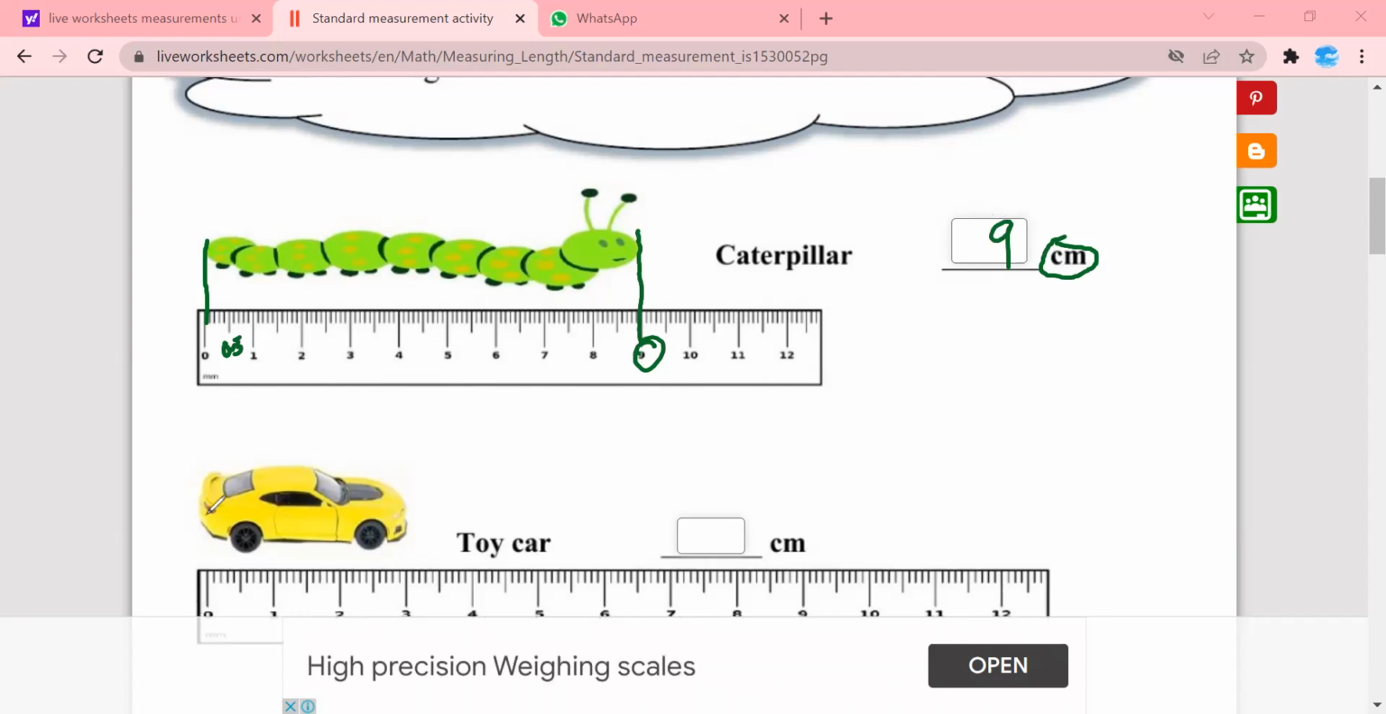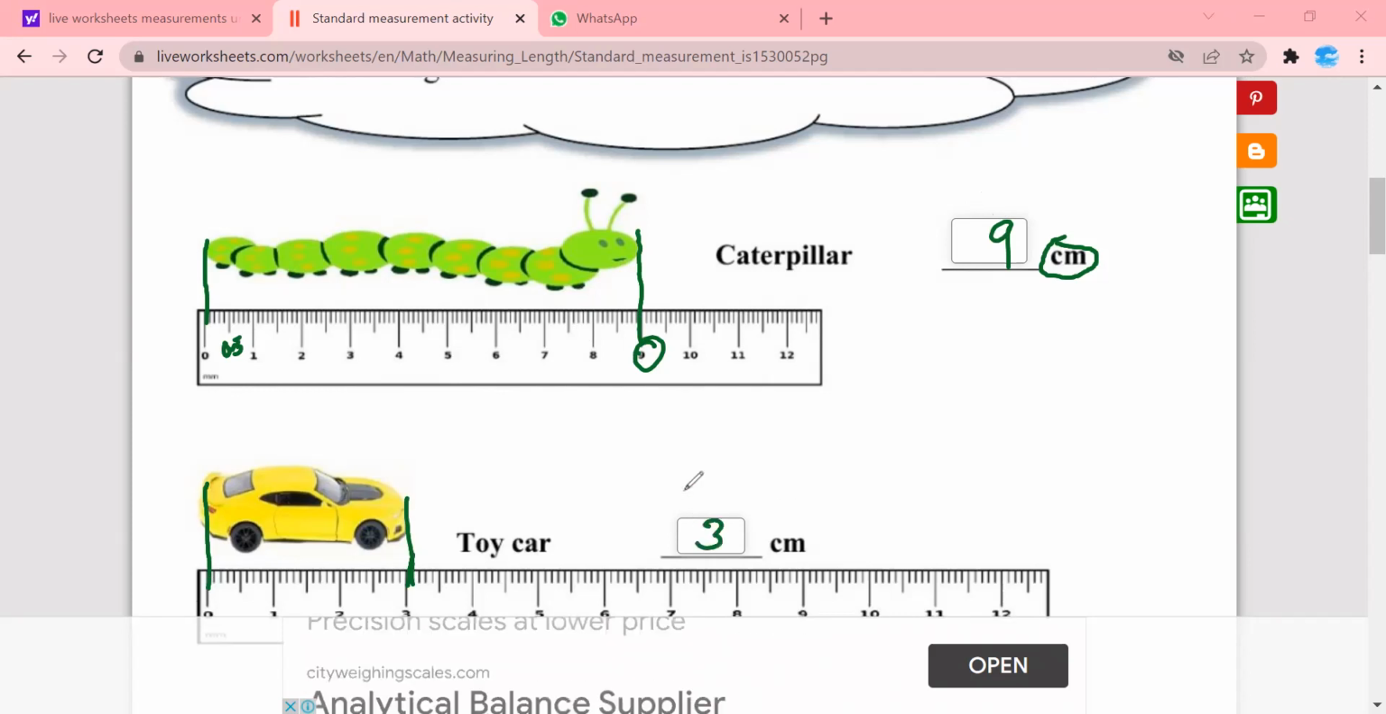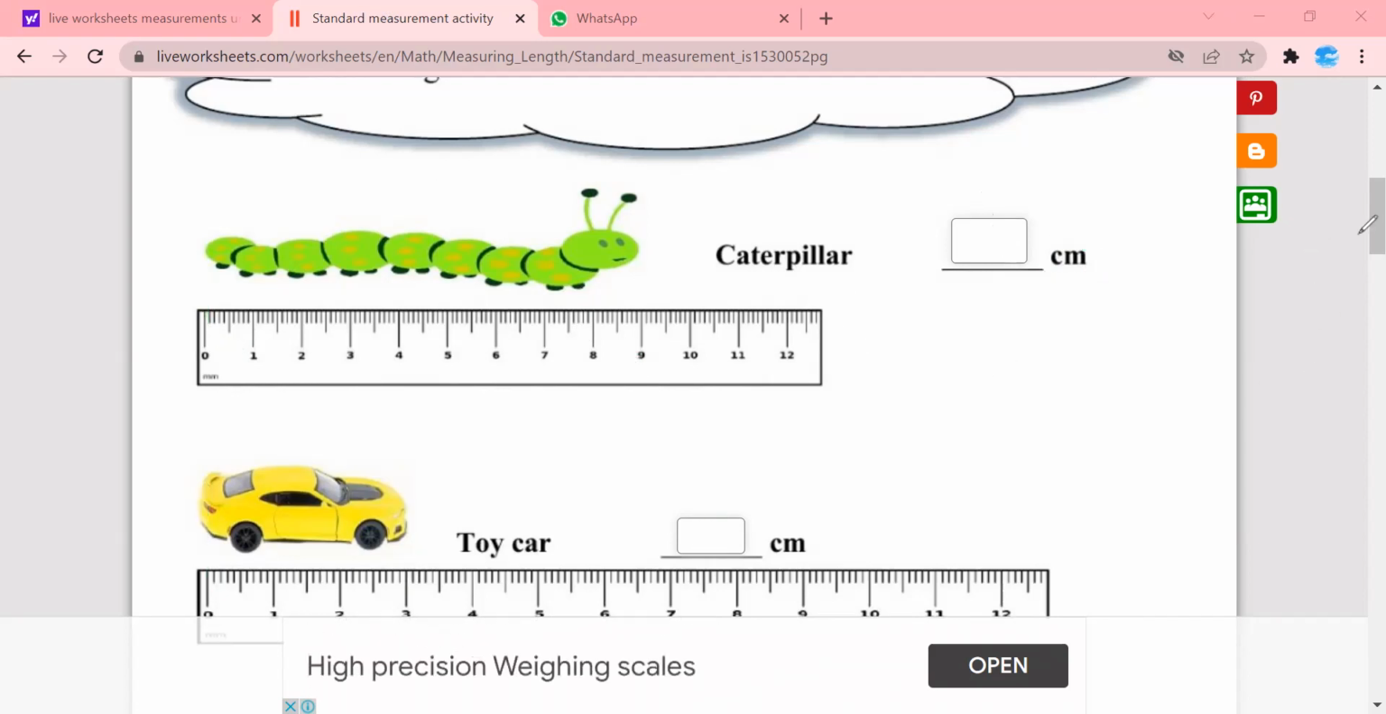So what about this toy car? We need to start measuring from here, from the 0 only. Here it is 3. So 3 centimeter is the length of the car. Like that, using the ruler, you are able to measure. Let's see another question.